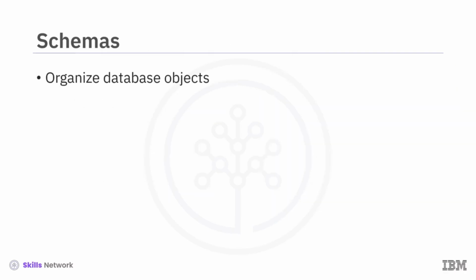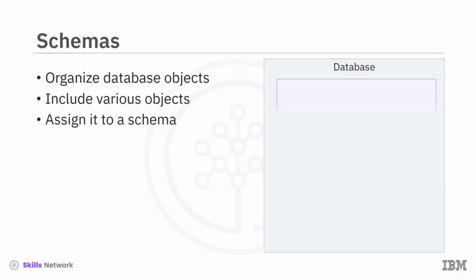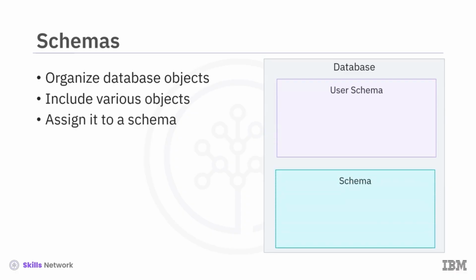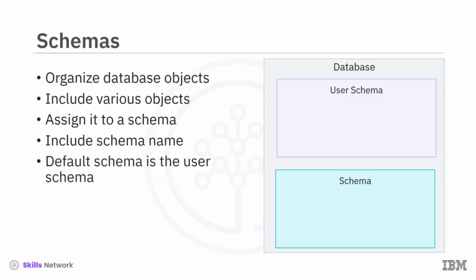A schema is a specialized database object that provides a way to group other database objects logically. A schema has the capability to include tables, views, nicknames, triggers, functions, packages, and various other objects. When you create a database object, you can assign it to a schema. If you want to assign the object to a specific schema, you can explicitly include the schema name. If you don't include the schema name, the object is implicitly assigned to the current schema. In most RDBMSs, the default schema is the user schema for the currently logged on user.